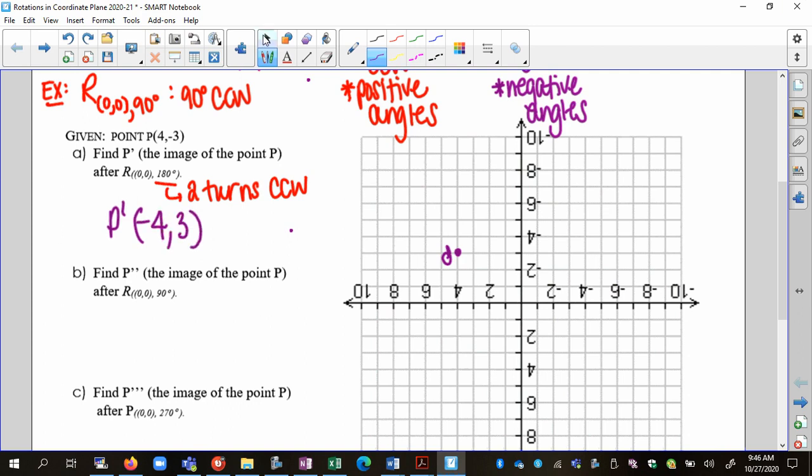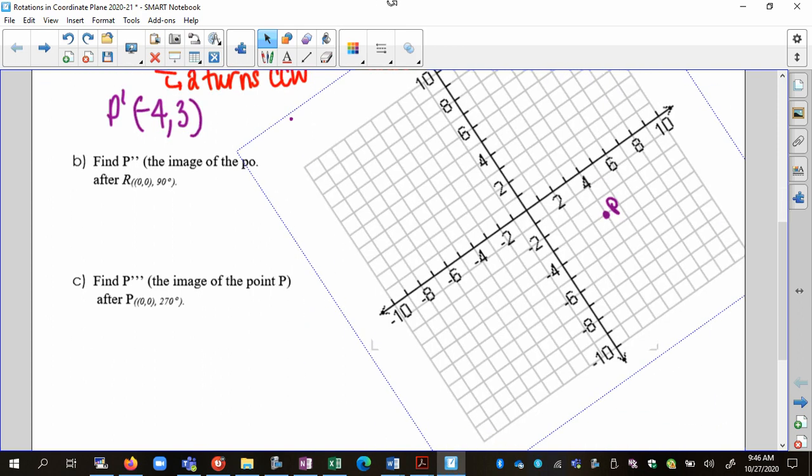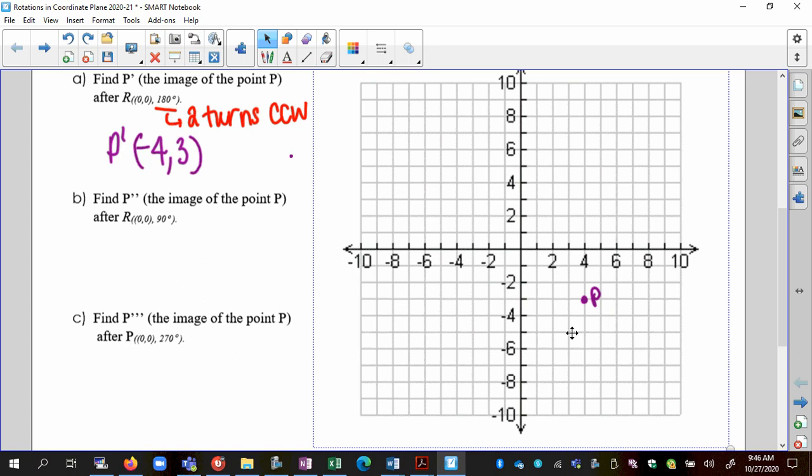So now I'm going to take my paper and turn it back over, and I'm going to plot that point. Those are the coordinates. That's where this should end up. Remember, we said it should end up over here. So now I can go ahead and write -4, up 3, and I can label that as P prime.